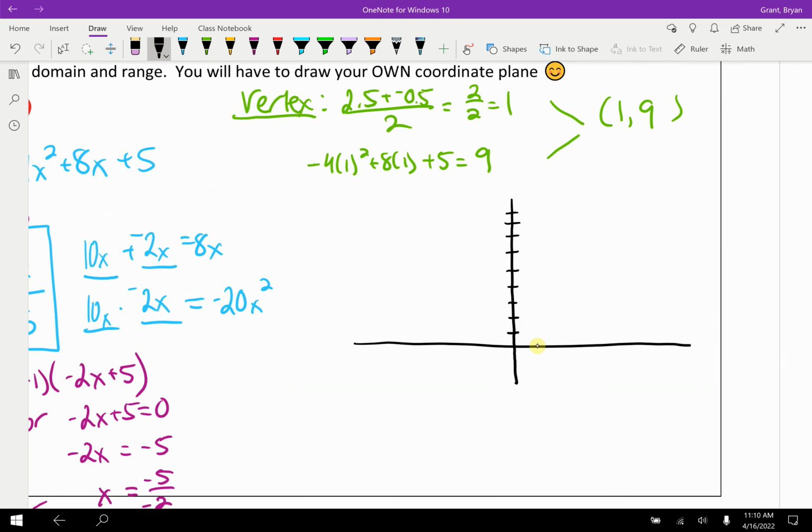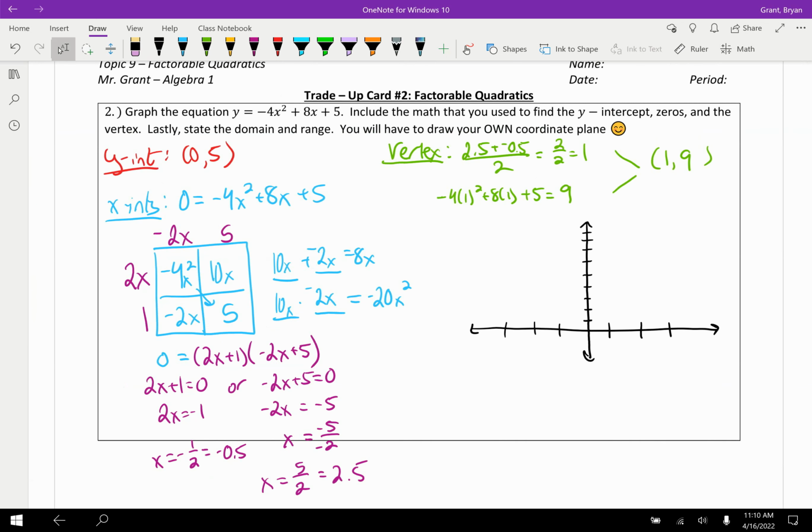Then the x-axis is pretty easy. 1, I'm just going to do bigger tick marks here. 1, 2, 3. Okay. You don't have to have the same scale on both, as long as we get everything in. Okay, so let's go ahead and plot everything. Y-intercept is 0, 1, 2, 3, 4, 5. Not bad. We know that we have the point 1, 9, and that's our axis of symmetry.